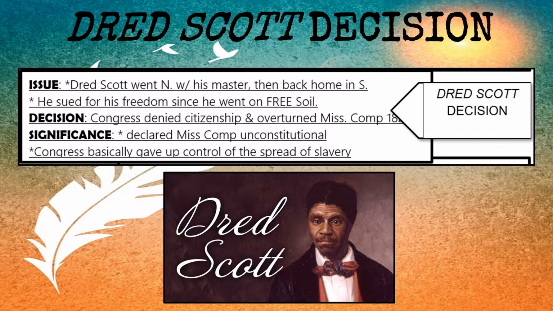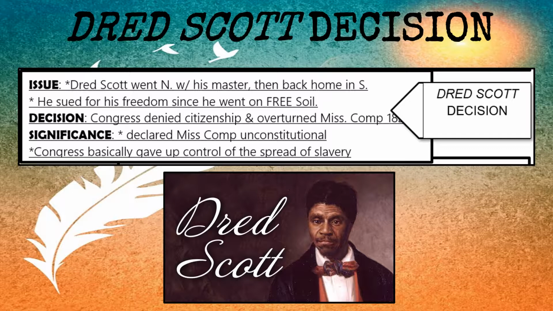You were a slave, you went to the North, and slaves are free in the North, so you think, well, I should be considered free now that I'm up here visiting. And when the master brings him home, he is still considered a slave, and so he sues for his freedom. Here's the decision that Congress makes. Congress denied citizenship and overturns the Missouri Compromise of 1820. Because he was a slave, he's not even considered a citizen, so you can't even utilize the court system. And basically, because they do this, it overturns that Missouri Compromise, which was saying that everything above the 36°30' line is free, and everything below is slave.